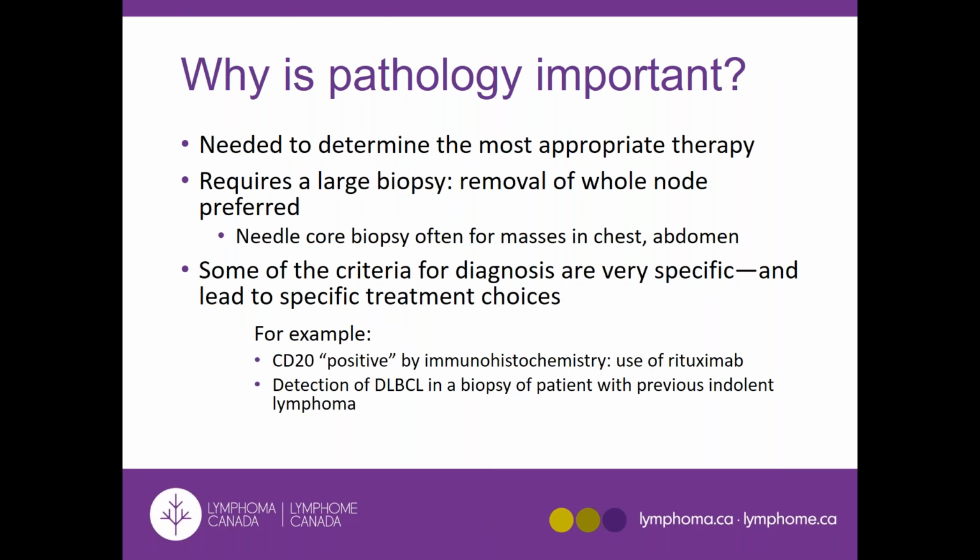I think I've said it a couple times, but I'll reiterate it because it's really important. Pathology is important because it's needed to determine the most appropriate therapy. It requires a large biopsy, so removal of a whole node is preferred, although sometimes we have to just have core biopsies if it's masses in the chest or the abdomen. And some of the criteria for diagnosis are very specific and lead to specific treatment choices.